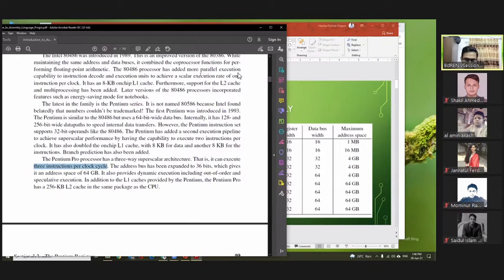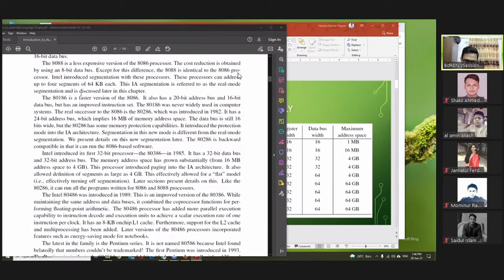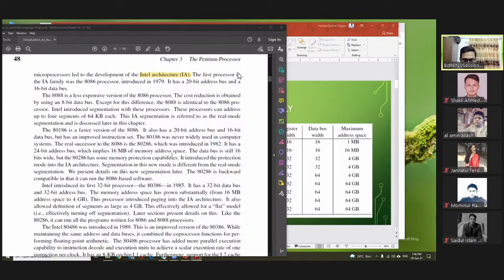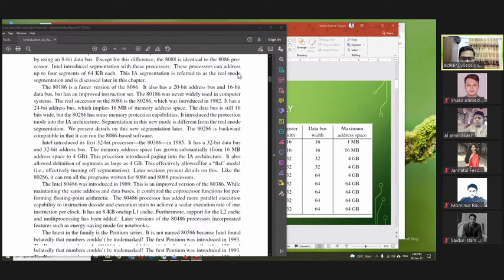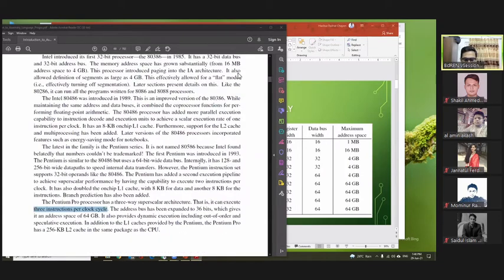That means it will increase the ability to execute instructions. Fine? All right, do you understand? So different processors have slightly different upgraded features. If you just think about from 8086, 8088, you can see that step by step they increased their functionality.